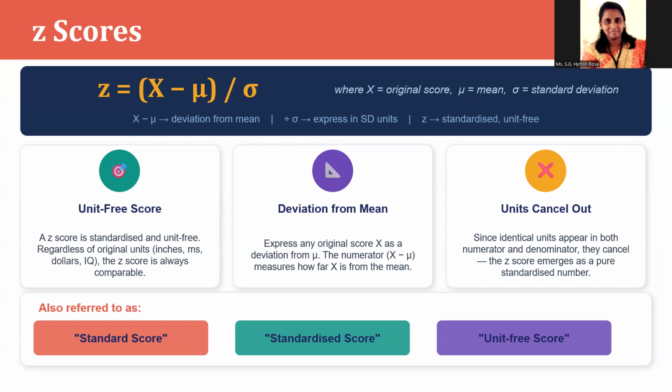So what does it represent? The Z score, also called a standard score or standardized score, is a unit-free standardized score that, regardless of the original units of measurement, indicates how many standard deviations a score is above or below the mean of its distribution. So it is always comparable. The units cancel out in the deviation from the mean. So it is given the name standard score, standardized score and unit-free score.